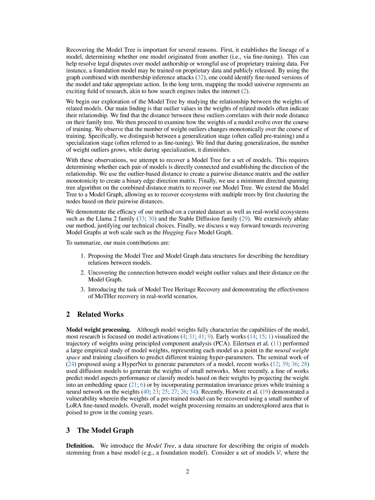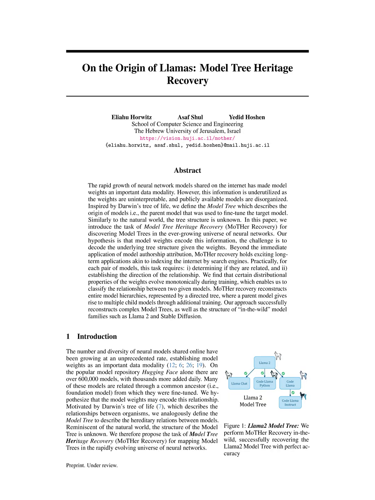The model tree and model graph structures allow for the visualization and understanding of the hereditary relations between models, aiding in tasks such as clustering nodes, recovering ecosystems with multiple trees, and scaling up to web-scale model graphs like the Hugging Face model graph. Additionally, these structures enable the recovery of detailed model hierarchies in real-world scenarios, such as the Llama 2 family and the Stable Diffusion family, with high accuracy.